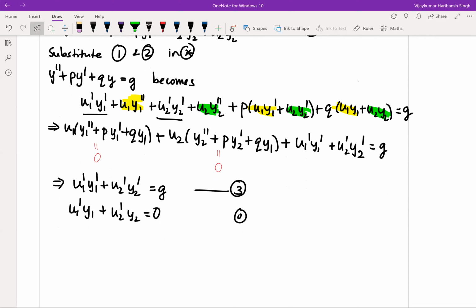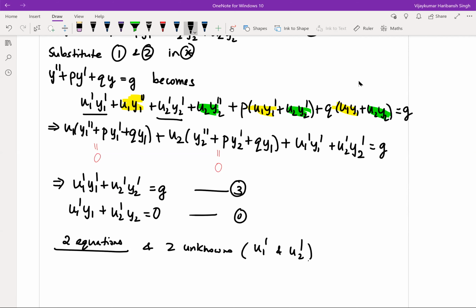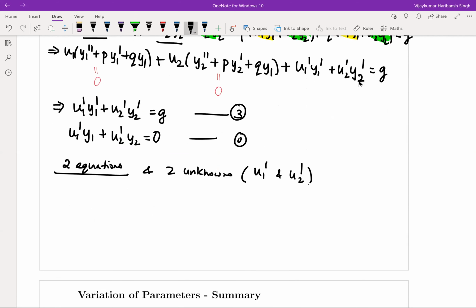All right. So now here you have the following. We have two equations and two unknowns. So what are our unknowns? Our unknowns are u1 prime and u2 prime. So let's write this in matrix form.